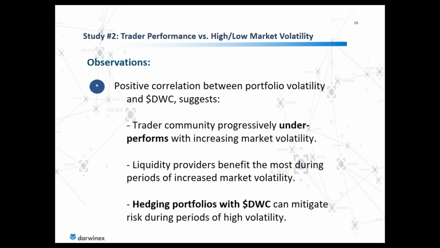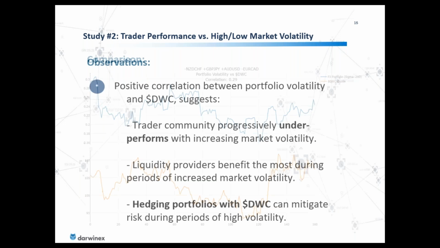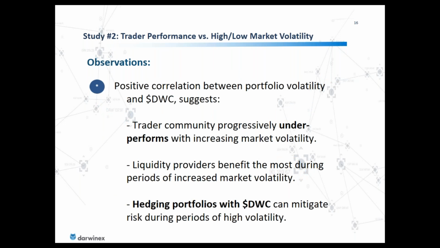So liquidity providers benefit the most during periods of increased market volatility because traders suffer during those periods. So any money the traders are losing is, of course, going to the liquidity providers. And in such times, based on what we've discussed in previous webinars and blog posts about DWC in general, the DWC is an asset that's good for hedging portfolios in these situations to mitigate the effects of high volatility. High volatility brings forward risk, as our analysis shows that as volatility increases, DWC increases. We know that when DWC increases, traders underperform. So it makes sense to hedge some of that risk with DWC during periods of high volatility.